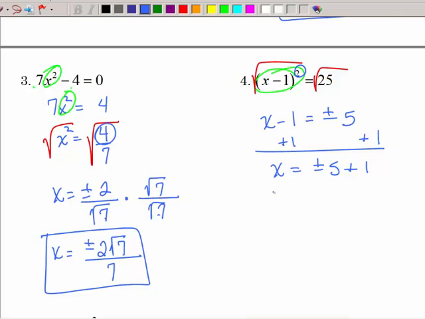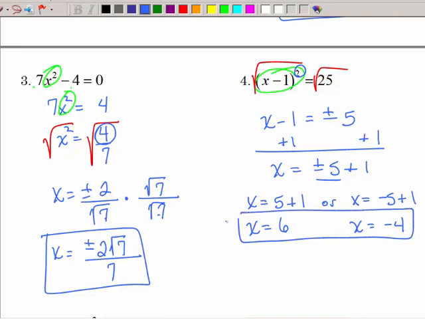No, you really need to separate this. And you need to write this as x equals positive 5 plus 1 or x equals negative 5 plus 1. Either write that out or say that in your head, and so we get 6 or negative 4. So this is one instance where you have a number where you actually can collect like terms. So be careful.